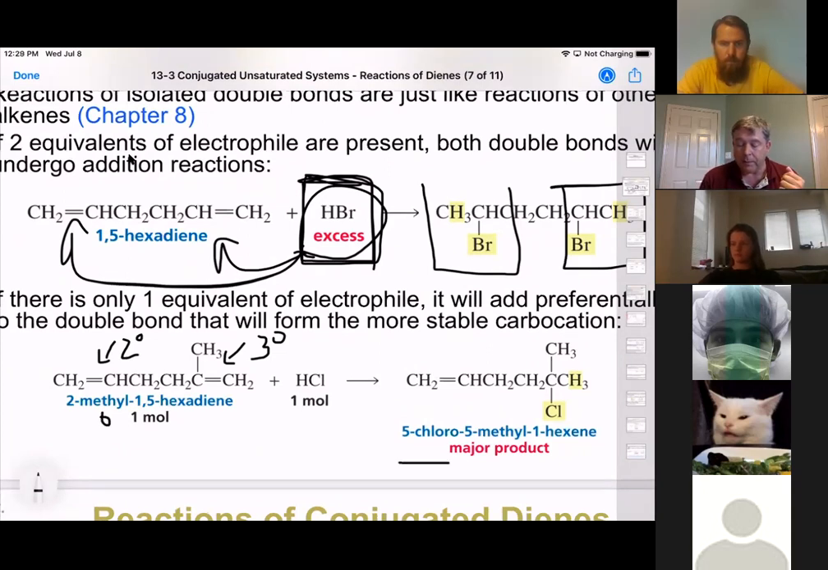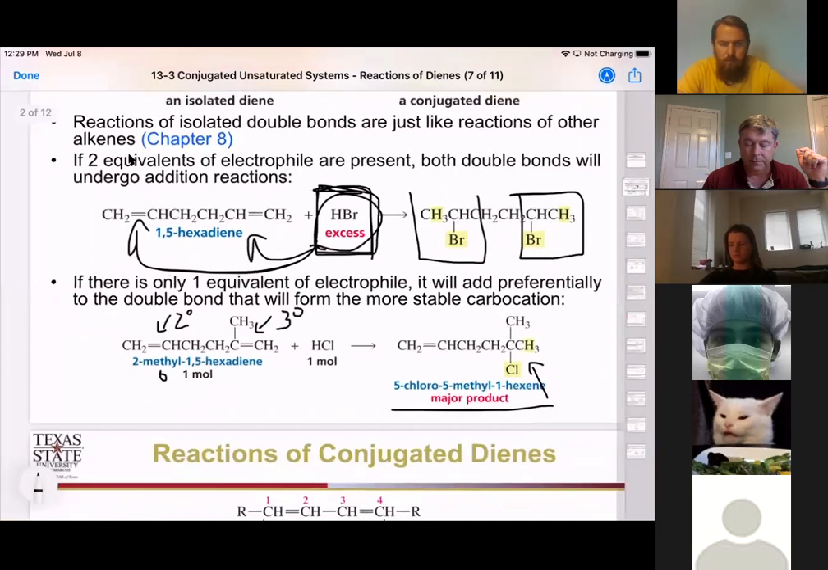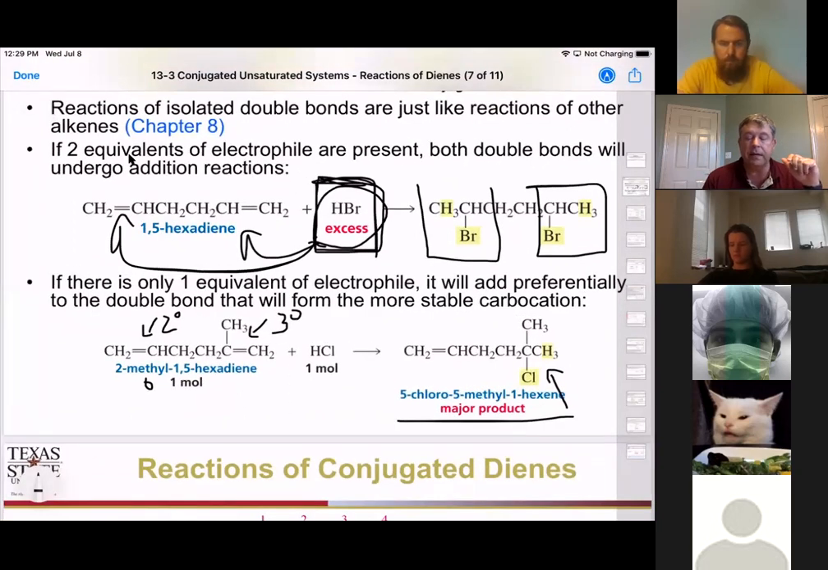So we actually end up with a little bit of specificity because of the stability of the carbocation, not because one alkene is better than the other. Okay, it's the stability of the carbocation driving the major product. Okay, so this same thing does not happen when we have conjugated dienes. So again, unconjugated dienes react just like regular alkenes in chapter 8. Carbocation stability drives the product.